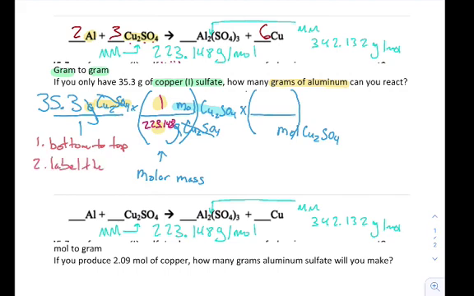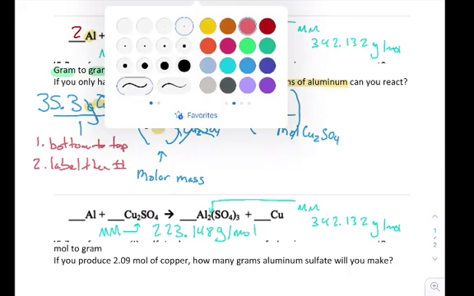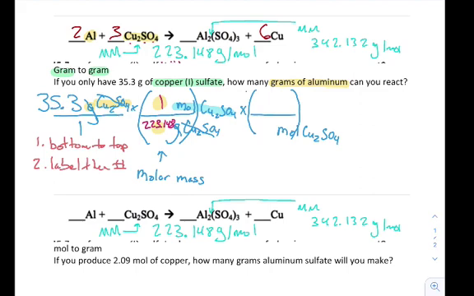Okay, because otherwise you just tend to make mistakes. So now that I'm in moles of copper sulfate, this is where I can go to moles of aluminum. So this is my mole ratio. This is what stoichiometry is by definition. So this is the key that unlocks the door that allows me to do stoichiometry.